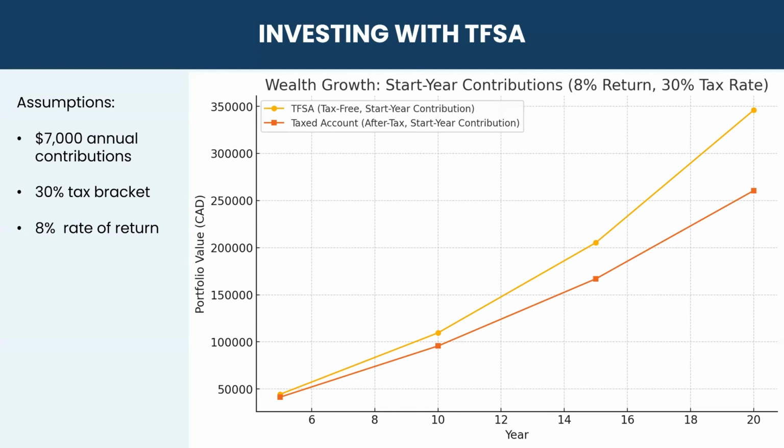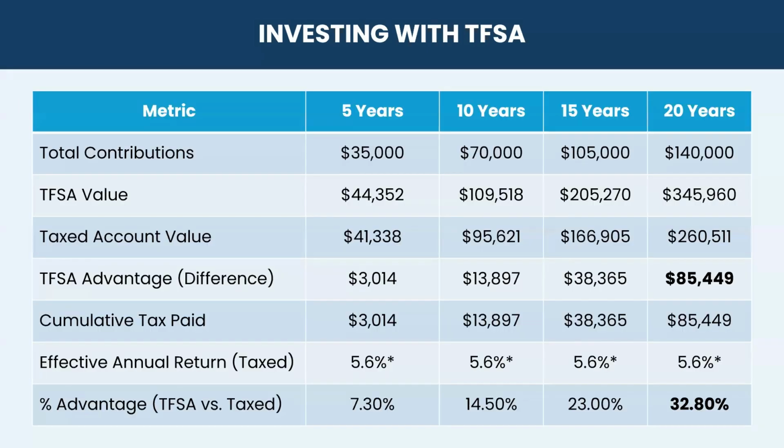So the assumptions are 7K per annum. My tax bracket is 30%. By the way, my tax bracket is way more than 30%, but let's assume it's 30%. And then you have a rate of return of 8%. What does it look like inside and outside of a TFSA? Now, this is what the result looked like.